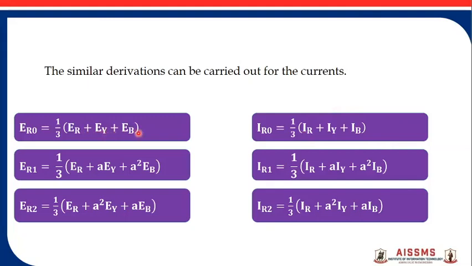So E_R, E_Y, E_B, these are the phase voltages. E_R0, E_R1, E_R2, these are the sequence components. Similarly here also I_R0, I_R1, I_R2, these are the sequence components, and I_R, I_Y, I_B, these are the phase currents or the line currents.